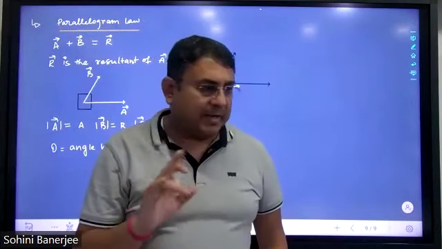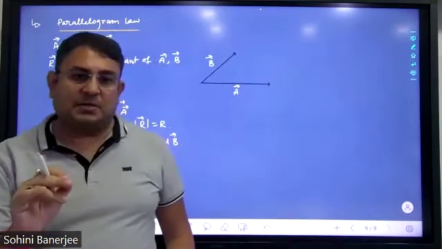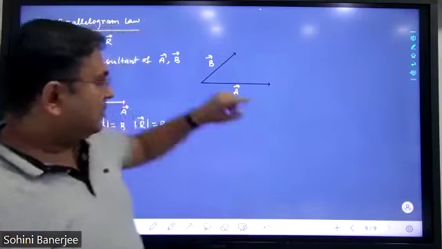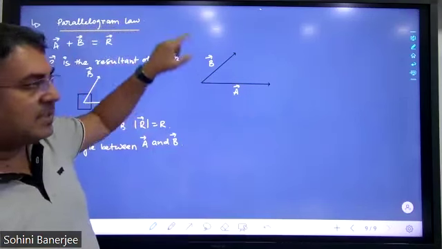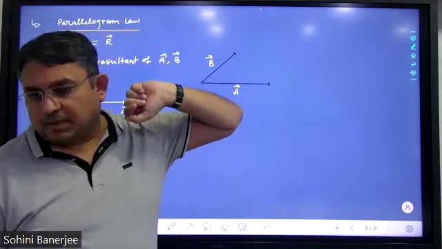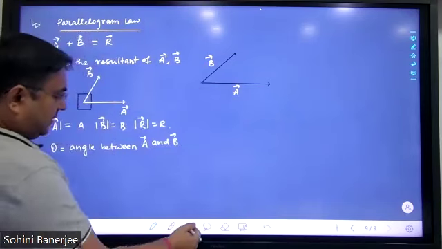Here, that is the first thing to be understood about applying the parallelogram law. The vectors which are to be added are made co-initial. Their tails are put together. Clear? So in the process, they become two adjacent sides of a parallelogram. Clear? So now I complete the parallelogram.